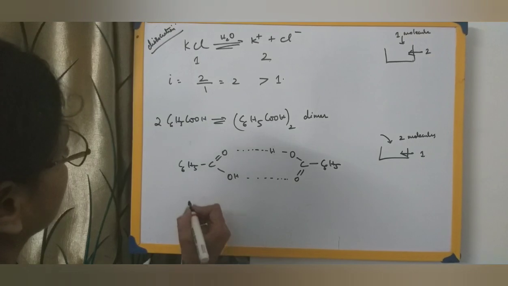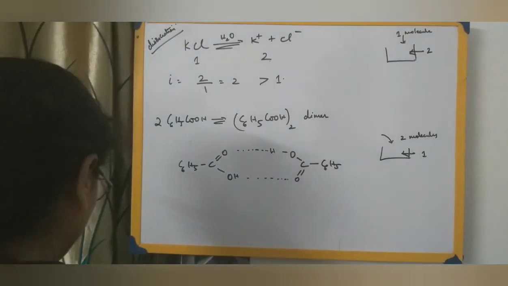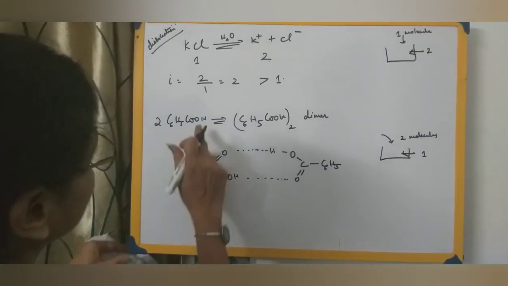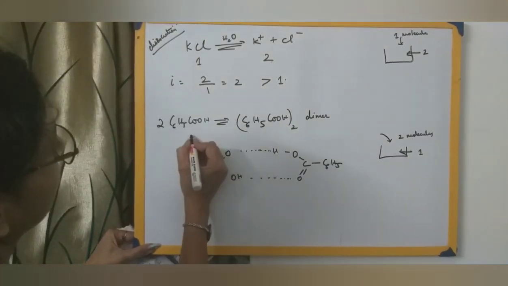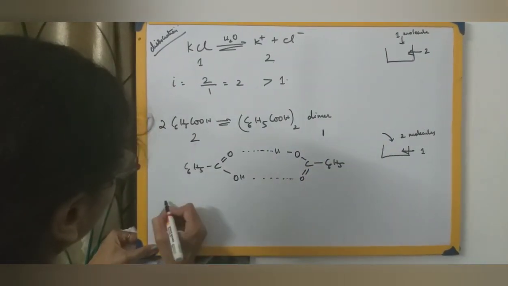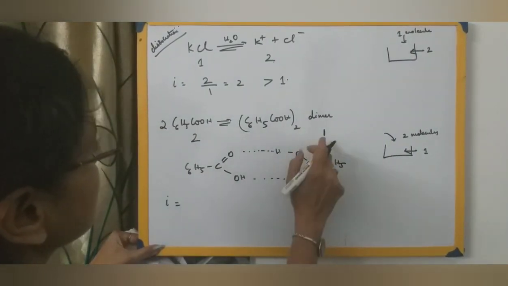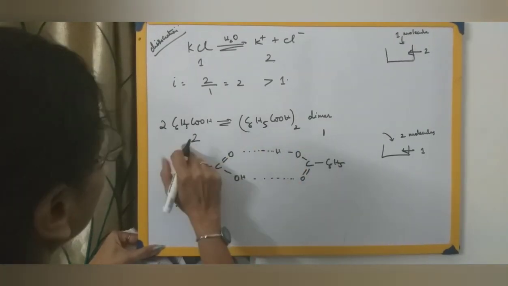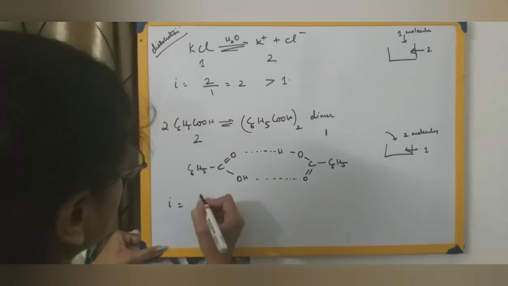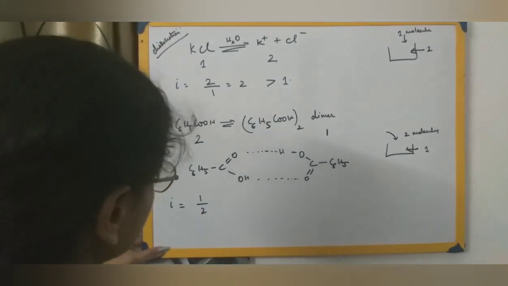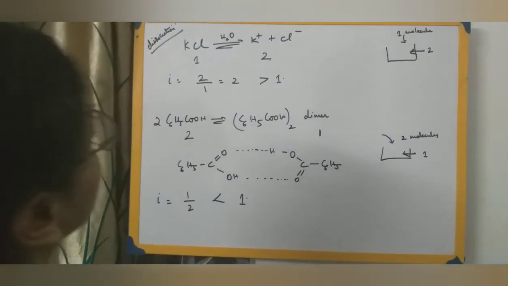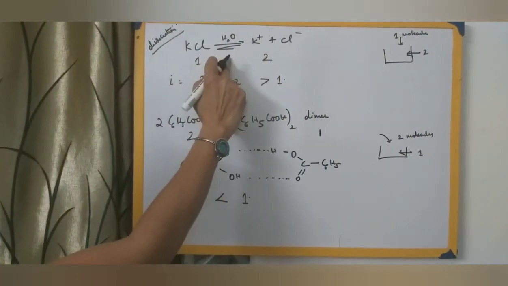So here, how will we calculate the Van't Hoff factor? In the initial case it was 2, I am writing down 2 over here, and you can see 1 into the solution. So the Van't Hoff factor I will be this value upon this value, that is, the observed value upon what we have already calculated. So 1 by 2. Now this 1 by 2 is less than 1. Look here, it is undergoing association.